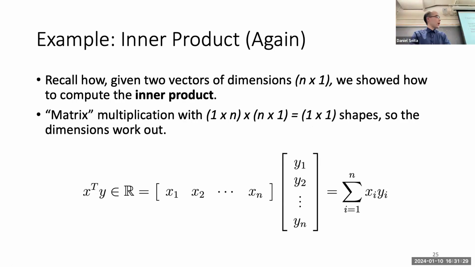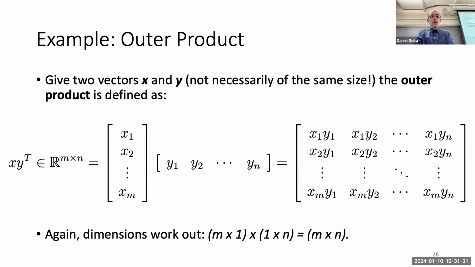So no, that was the inner product. The outer product is something different, and it's a little bit more to think about, but it's kind of like the inverse to some extent. If you just think of two vectors x and y, then this is what the outer product looks like.